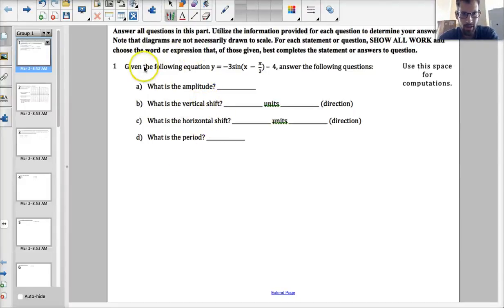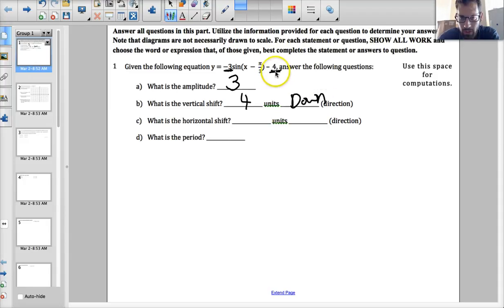Let's get started. So, first of all, it asks for the amplitude. I've got this function here, and I know that the amplitude is always the absolute value of this number. So amplitude in this case is 3. The vertical shift is going to be 4 units down, and I'm getting that from this right here. That's my vertical shift.